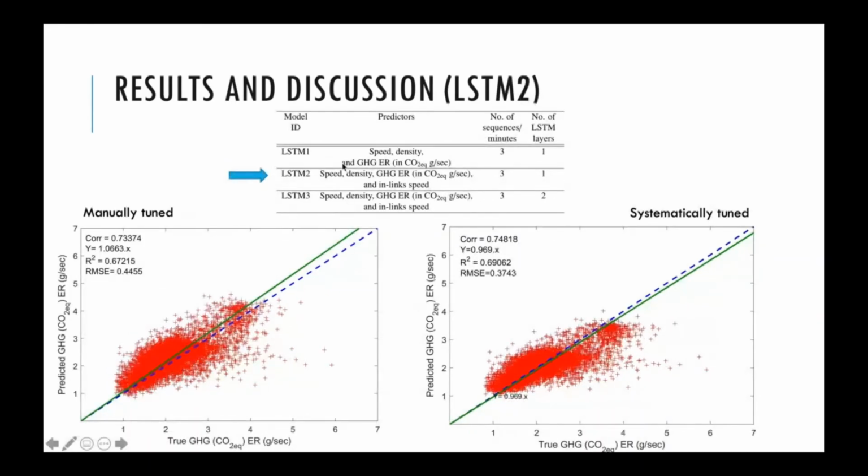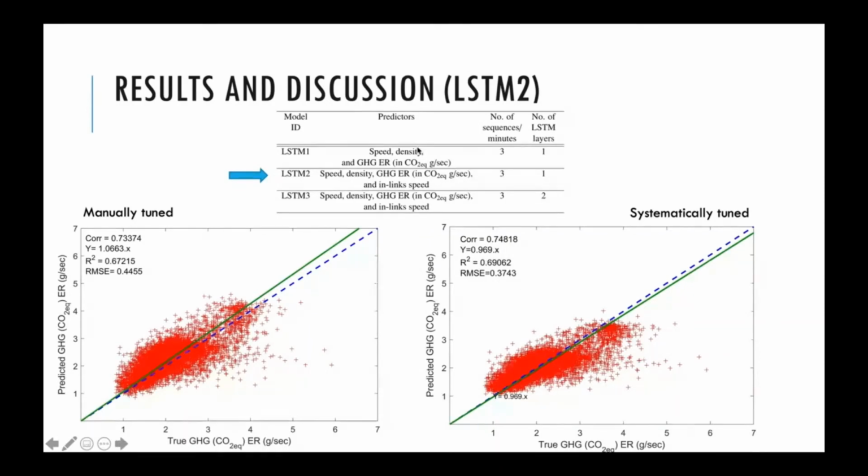Moving to the second LSTM model, we use here speed, density, and greenhouse gas emission rate, in addition to the highly correlated in-link variable, which is in-link speed, for three sequences and for one hidden layer. There is an improvement here if you compare this systematically tuned network to LSTM1 that was systematically tuned. There is a slight enhancement in terms of the whole performance indicators, and we can see the same trend when we compare systematically tuning to manually tuning the LSTM network. There is a reduction of around 16% in terms of the root mean squared error when systematically tuning the hyperparameters compared to manually tuning the hyperparameters of the network.